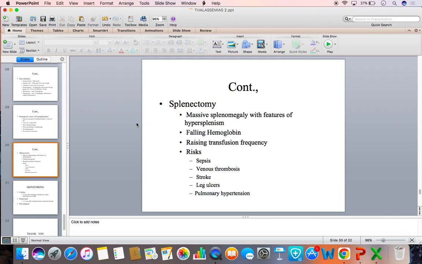The risks of splenectomy are sepsis, venous thrombosis, stroke, leg ulcers, and pulmonary hypertension. And there is always a risk of bacterial infections, especially capsular bacteria. You have to vaccinate the individual against pneumococci and other infections prior to splenectomy.